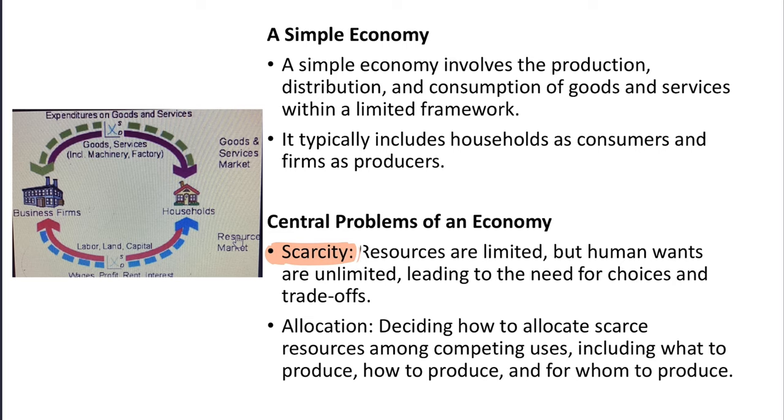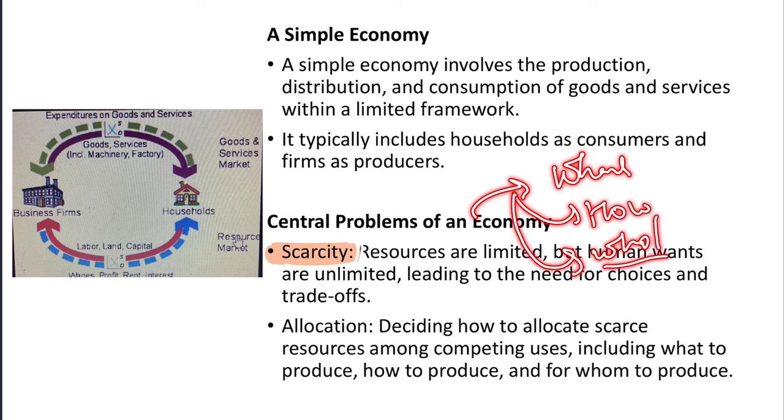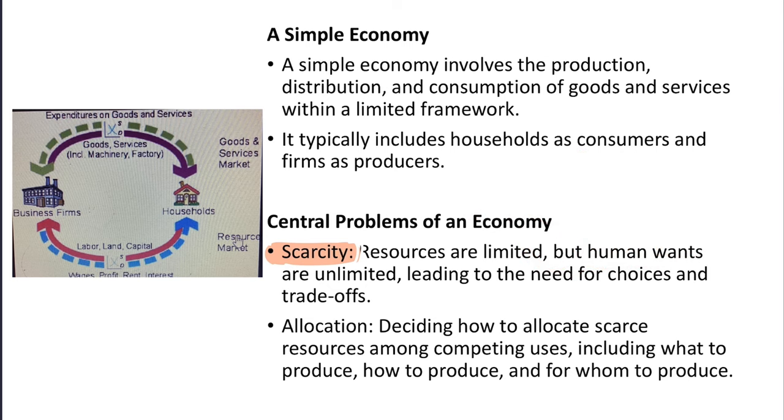Now let us move to another important concept, that is the central problem of an economy. So scarcity and allocation, or a problem of choice, these are the central problems of an economy, and this problem decides what to produce, how to produce, and who will get the product, who will get the goods and services. Let me show you how this happens.